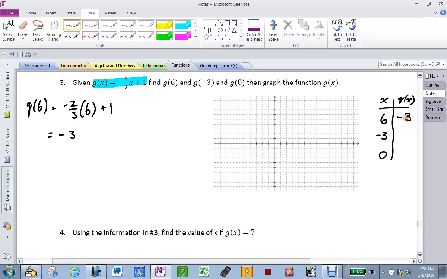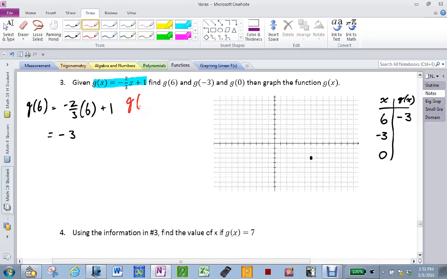Negative 3. Now let's put it on the graph. Where do I find this point? 6, negative 3. 6 is on the x-axis on the right side. So I go out 1, 2, 3, 4, 5, 6. And then negative 3 is down, 1, 2, 3. Does everybody get it? Yes? Okay. I'm going to use a different color to do the next one.